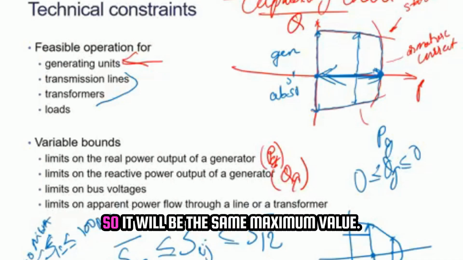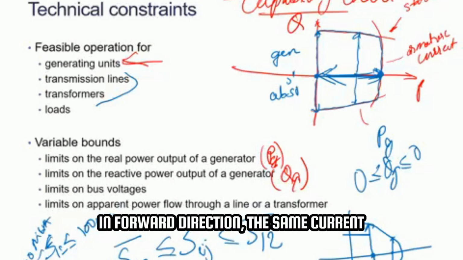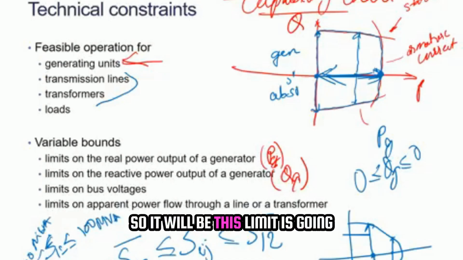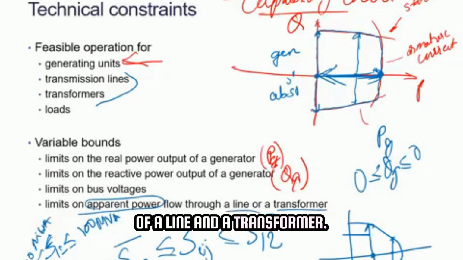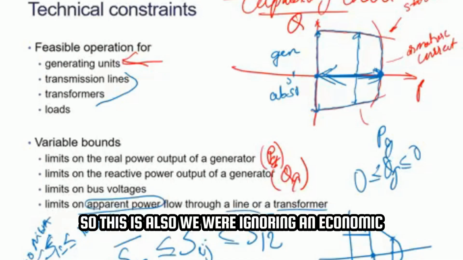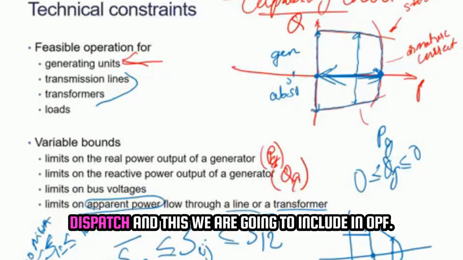It's clear, right? So it will be the same maximum value. Whatever current is going in the forward direction, the same current can also be taken care of in the reverse direction in lines and transformers. So this limit is going to be there on the apparent power flow of a line and a transformer. This we were ignoring in economic dispatch, and this we are going to include in OPF.